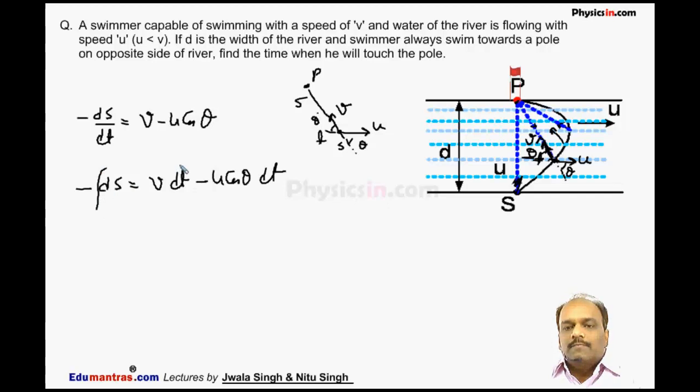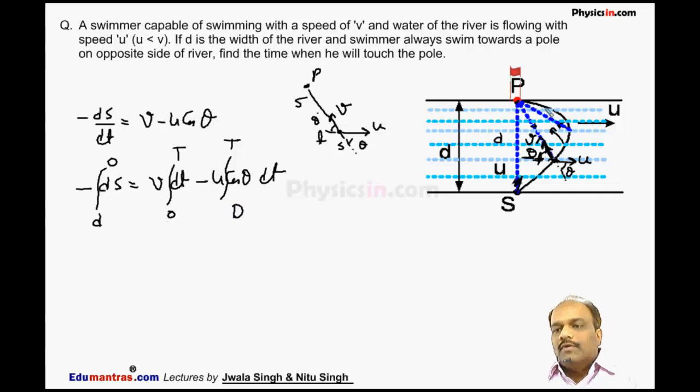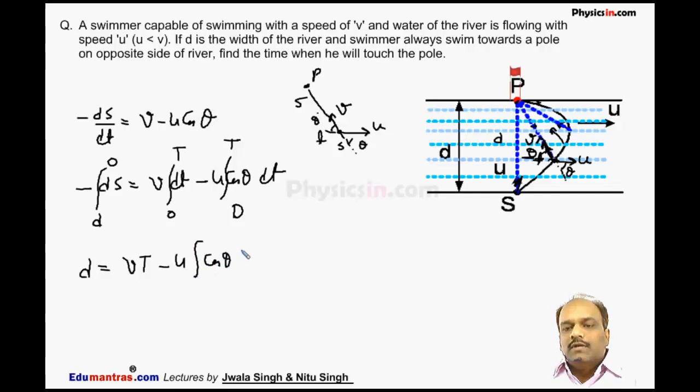So on integration, let the swimmer catch this pole in time t. So in time t the separation becomes 0. Initially the separation is d, and finally when he catches it the separation becomes 0. So from here we get d, that is equal to v into t minus u integration of cos theta into dt. Here again cos theta is variable. Since cos theta is variable, we can never integrate it without knowing theta as a function of time.